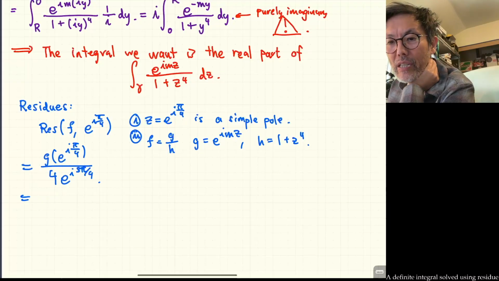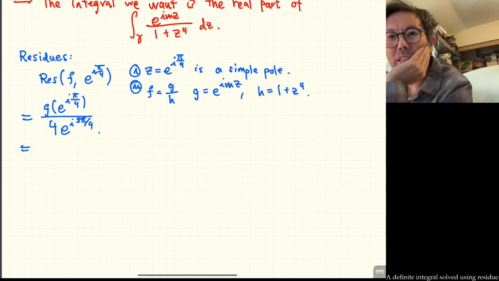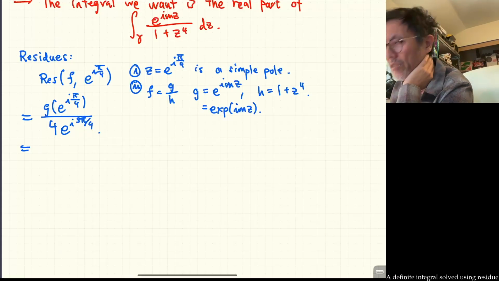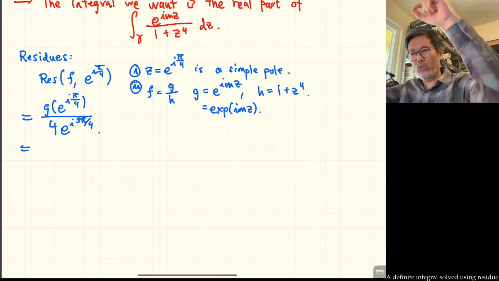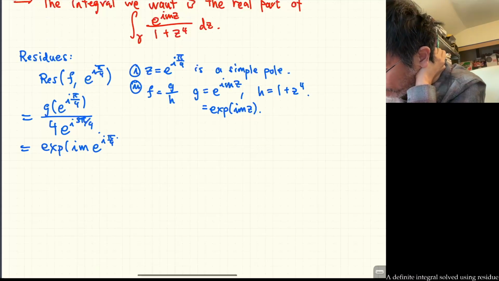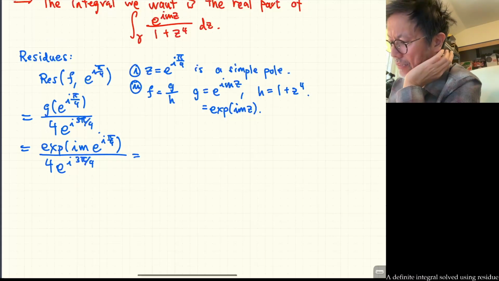So I'm going to shove e to the i pi over 4 into g. So I get, now I'm going to start using inline notation. Is that okay with you? I'm going to write this as exp of imz. Can you deal with that? That just makes it so that I don't have to keep writing things in the superscript position. So the numerator is going to be exp of i times m times e to the i pi over 4. This whole thing is going to get divided by 4 e to the i times 3 pi over 4. Okay.